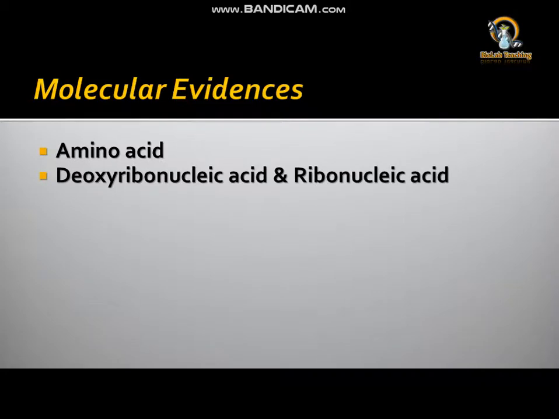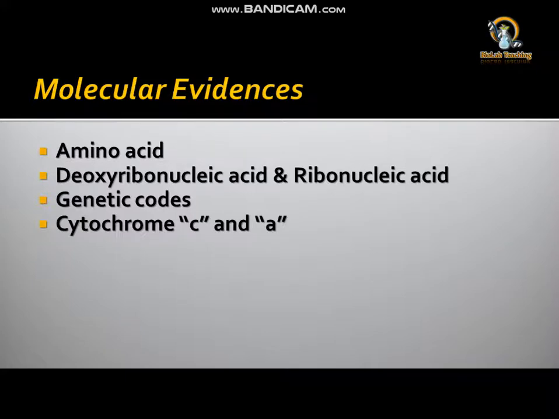Number two, DNA and RNA. DNA or RNA are the mechanisms for inheritance and gene activity in all organisms. The third one is the genetic code. The structure of the genetic code, or the triplet code, is almost identical in all living things and organisms.